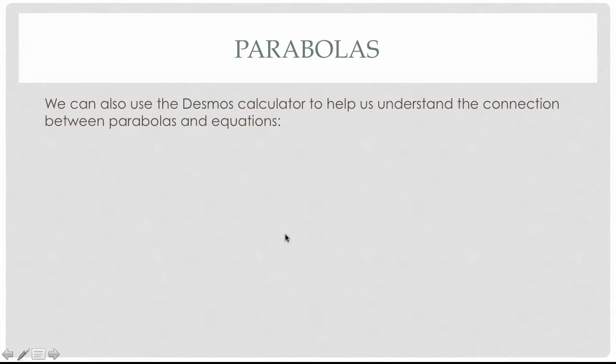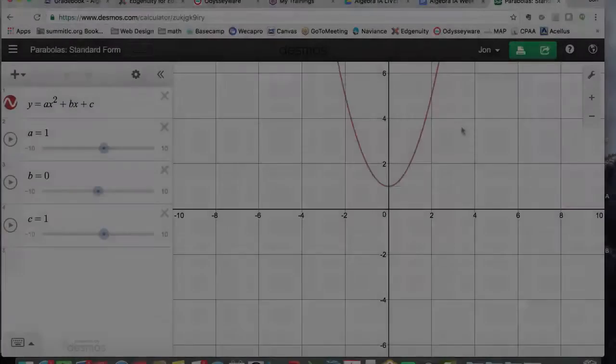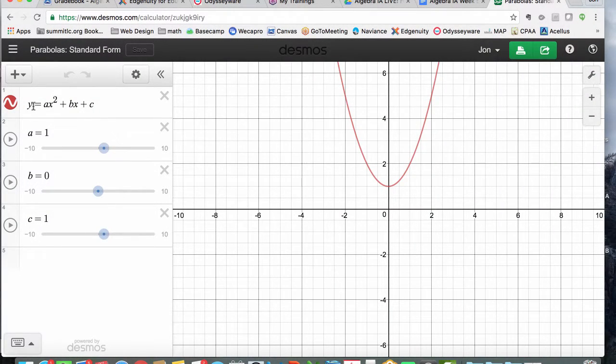The Desmos calculator is going to be really helpful too, as we get into solving quadratics and looking at parabolas and seeing this connection between equation and graph. So I want to show you some things on the Desmos calculator. Okay, here we are. We are signed in. I've got y equals ax squared plus bx plus c. You'll recognize that is the standard form of a quadratic equation.